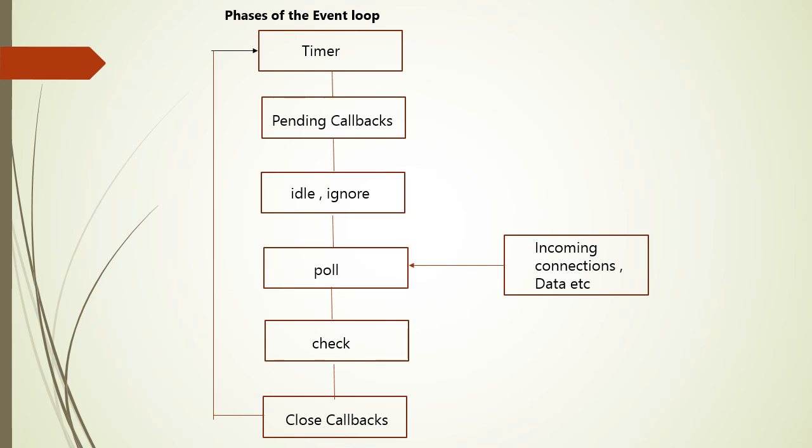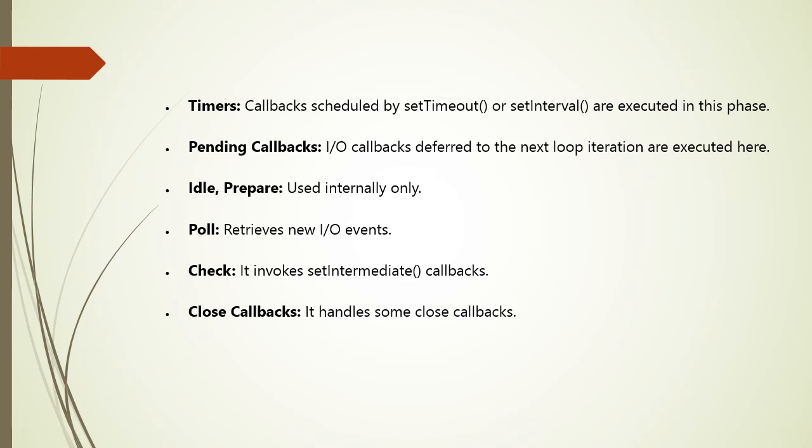Consider the various phases of the event loop. They are as follows: timers, pending callbacks, idle and prepare, poll, check, and close callbacks. We are going to see each phase in detail in the next slides. Consider the phases in detail now.